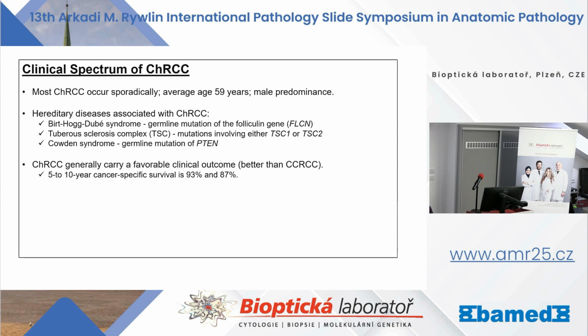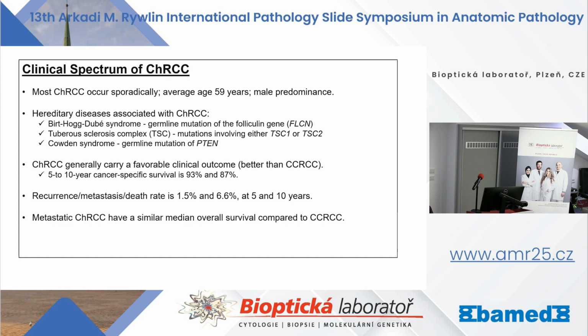Generally, chromophobe renal cell carcinoma is regarded as a tumor with indolent or good prognosis. You can see that 10-year cancer-specific survival is about 87%. If the tumor has recurrences or metastasis, the prognosis of overall survival is comparable with clear cell renal cell carcinoma. However, the incidence of recurrences, metastasis, and death is relatively low in this entity.